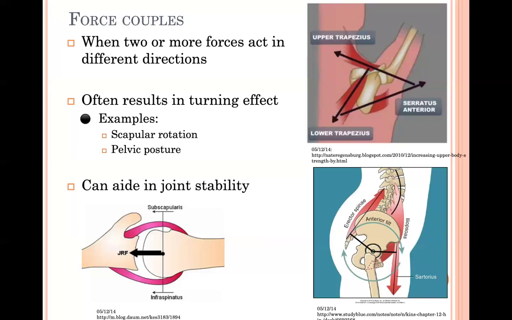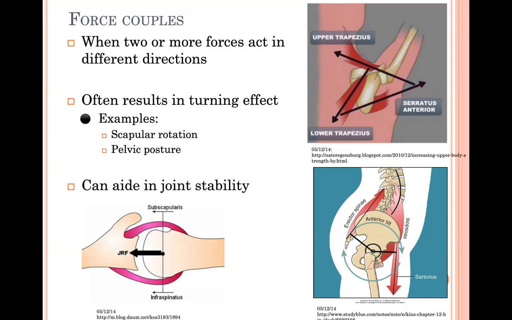So then we have force couples. This is when two or more forces act in different directions. This often results in a turning effect. Some examples are scapular rotation up here, when the upper and lower trapezius, as well as the serratus anterior, are interacting with one another, and that's when you're going to get that rotation effect. So that crossbody arm, or even for anyone that played a sport requiring you to throw, you're going to get that rotation. You also have pelvic posture, which is where the erector spinae and the sartorius interact with one another to incorporate that anterior or posterior pelvic tilt to help with body posture.